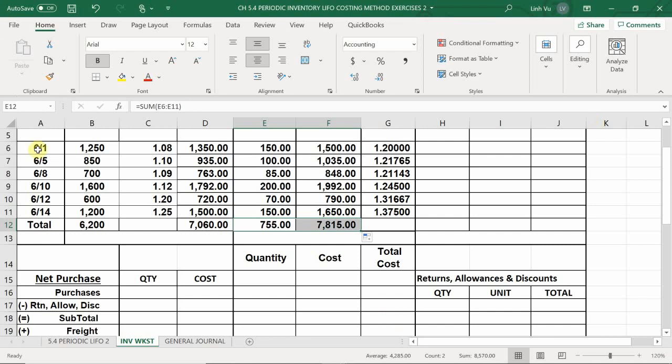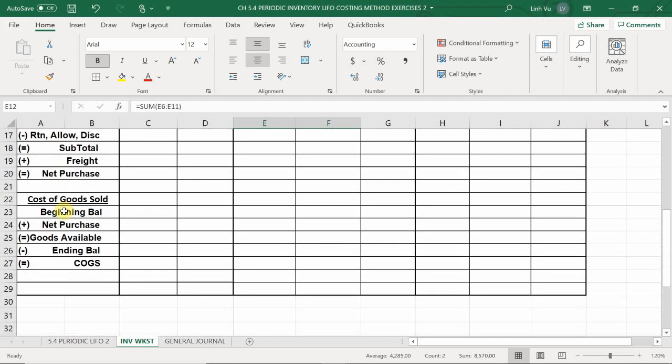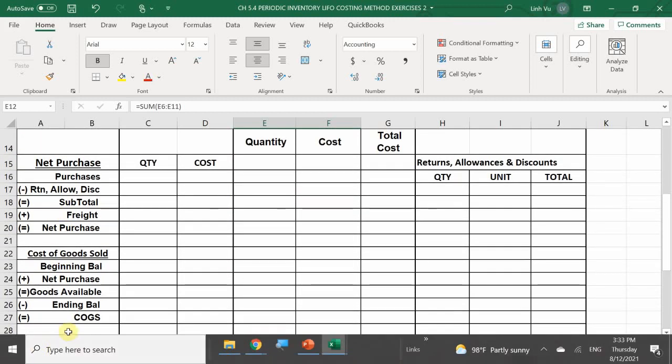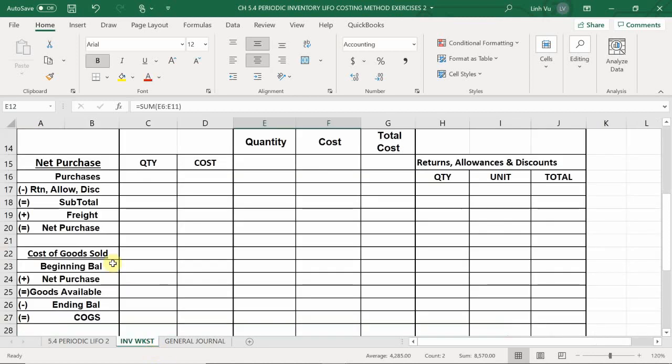So then, now that we have that, let's go ahead and go down to below. So in this case, right, I have to go to my scenario to find out what my total ending inventory is. So on June 15, we had a total of 500 units left on hand. Okay. So we can plug that number into my ending inventory that I have 500 units.